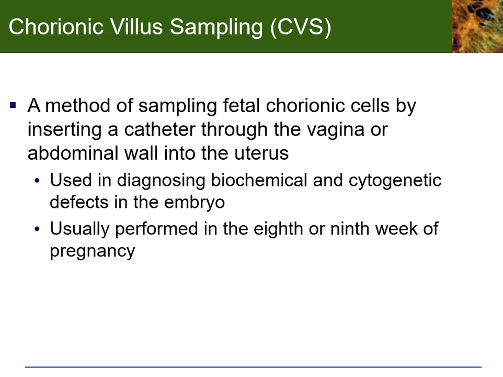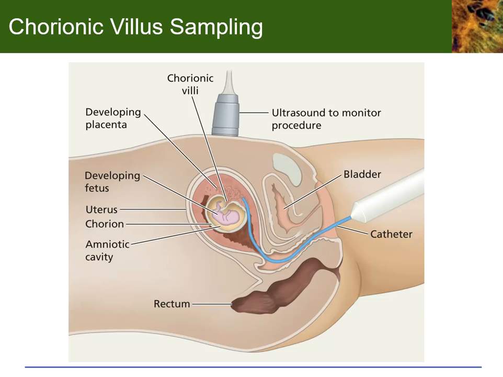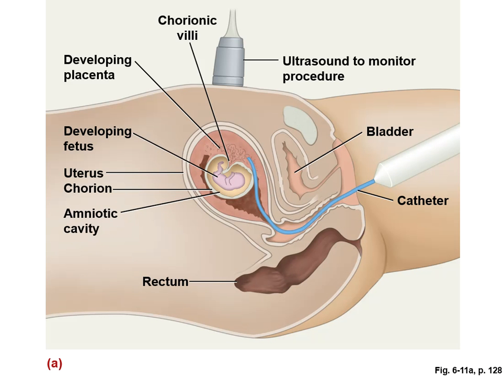Now for chorionic villus sampling, CVS, you have a method of sampling fetal chorionic cells by inserting a catheter through the vagina or abdominal wall into the uterus. This is used in diagnosing biochemical and cytogenetic defects in the embryo. This is usually performed the 8th or 9th week of pregnancy. It'll look like this. So a catheter is inserted in the uterus through the vagina to remove a sample of fetal tissue from the chorion. Cells in the tissue can be used for chromosomal or biochemical analysis. A woman having chorionic villus sampling is depicted here.